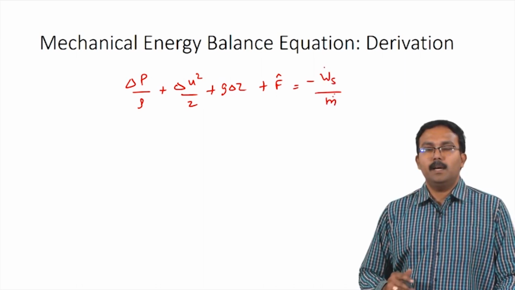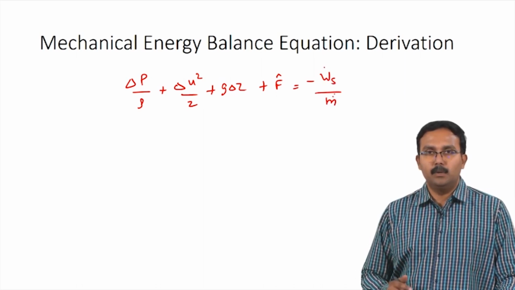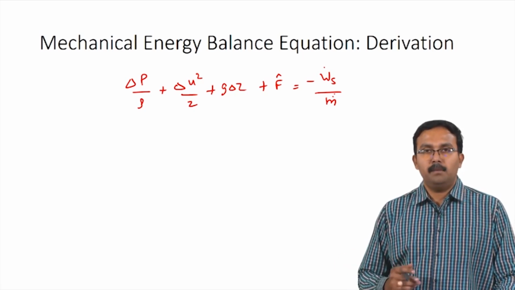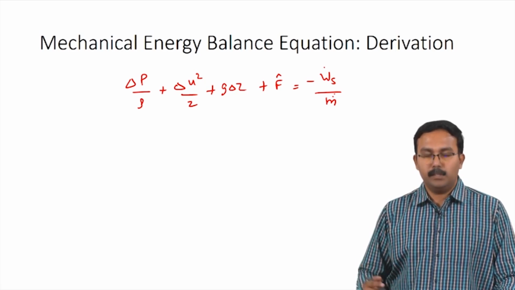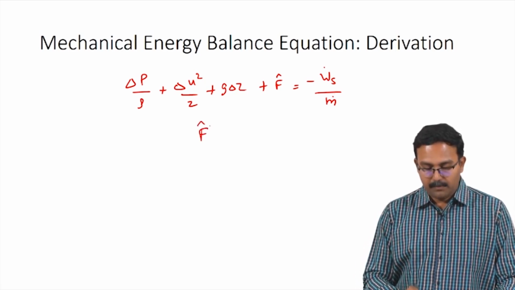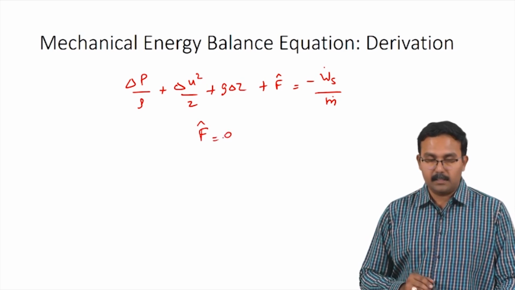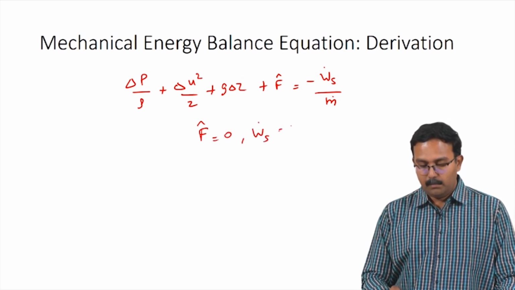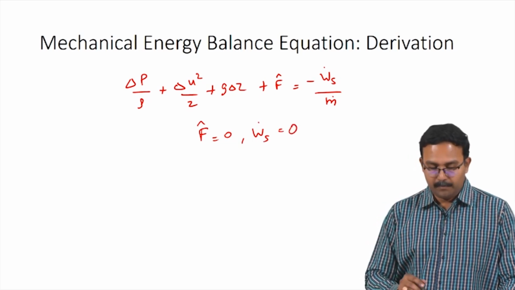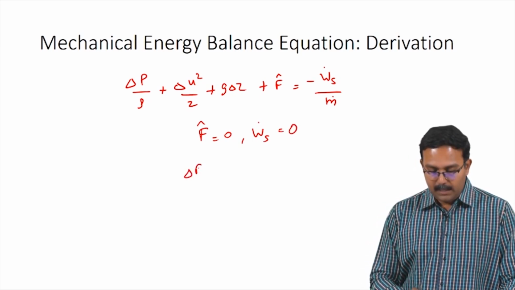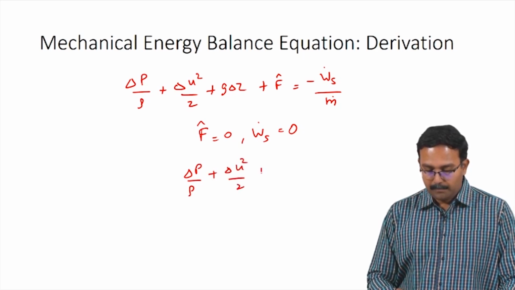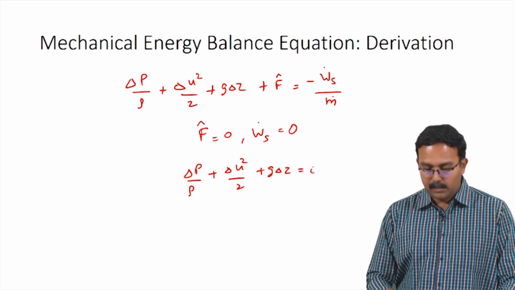In situations where the friction factor is equal to 0, such as smooth pipes and things like that, this F prime or F cap can actually be equated to 0. So, the friction factor can be 0 in certain conditions. If shaft work is also 0, then Ws dot will also be equal to 0, giving the equation delta P divided by rho plus delta U square by 2 plus G delta Z equals 0.